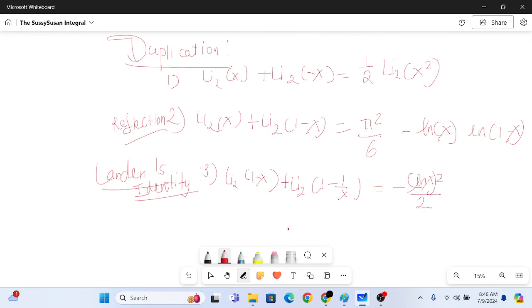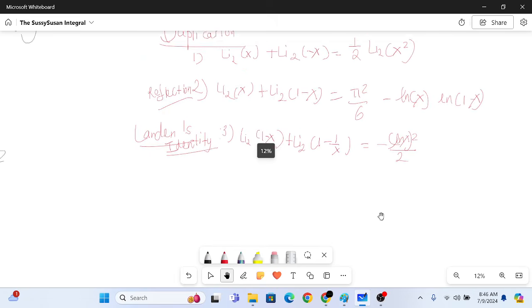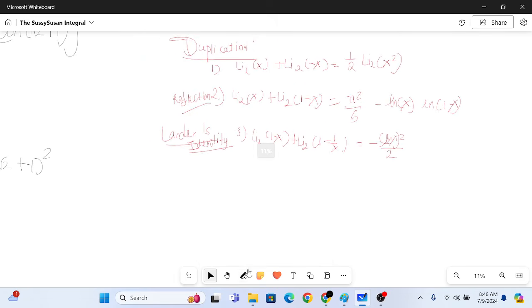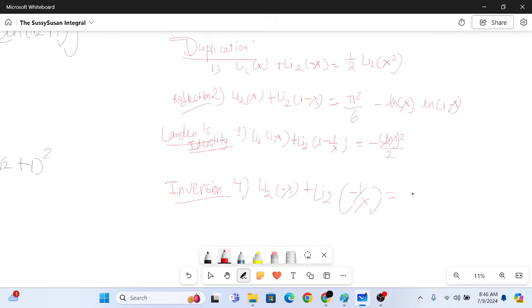The next is the inversion formula. I'm just listing them out. We will not use all of them, but just for the sake of recalling, so that you will also have a good time recalling these formulas. Now the inversion formula is Li2(-x) + Li2(-1/x). This will be equal to minus pi squared by 6 minus (ln x) squared over 2. This is our inversion formula.